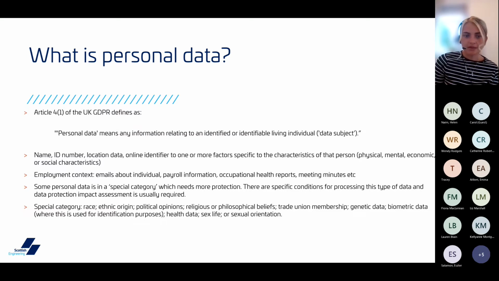And as well, some personal data is actually in a special category, which is defined in law, which requires more protection. When you're dealing with this kind of sensitive data, you'd have to do a data protection impact assessment, and that again is found on the Information Commissioner's site. Things classified as special category would be things like race, ethnic origin, political opinions, religious or philosophical beliefs, trade union memberships. So you'll see that there.